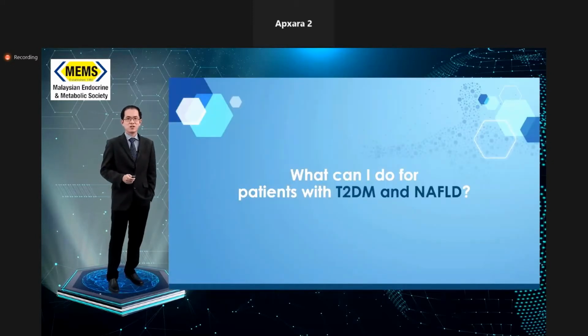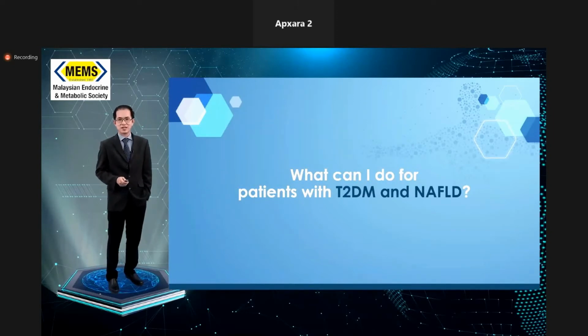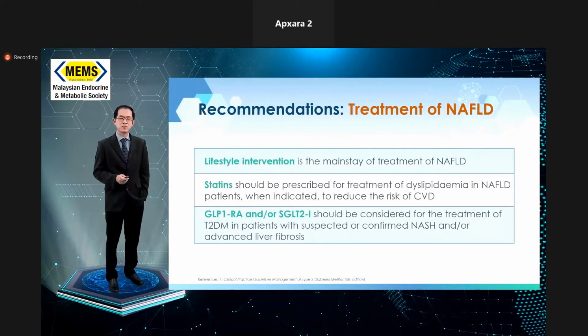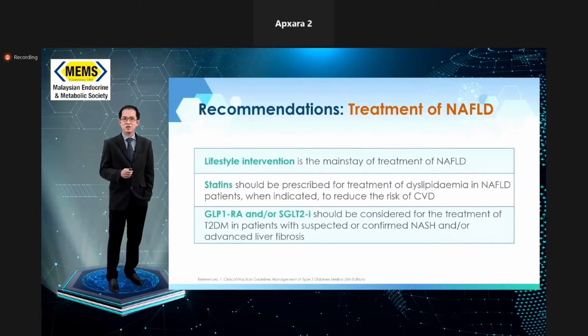So what can I do for patients with type 2 diabetes mellitus and NAFLD? These are the recommendations in the clinical practice guidelines. Lifestyle intervention is the mainstay of treatment for NAFLD.